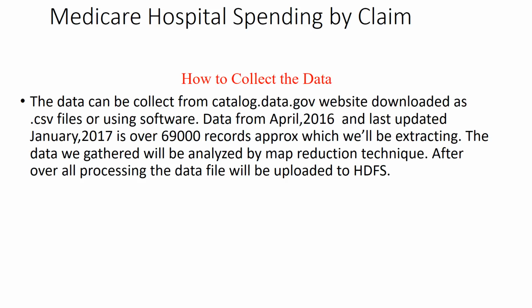Now coming to how I collected this data. This data is collected from a government website, it is free for all. We need not pay anything for it. It is on the catalog.data.gov website. I have downloaded it as a CSV, comma separated values, file, and this data is from April 2016 and last updated in January 2017. It is mostly an updated one, and it has approximately 69,000 records.